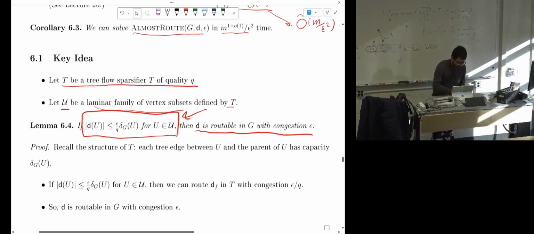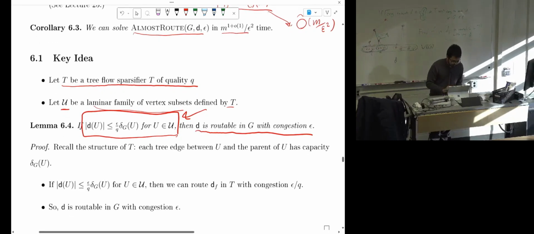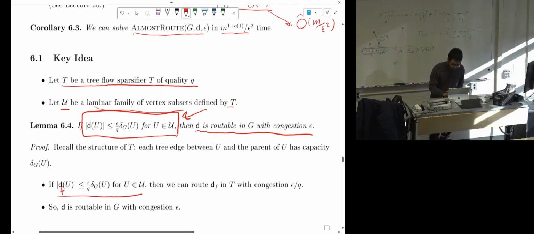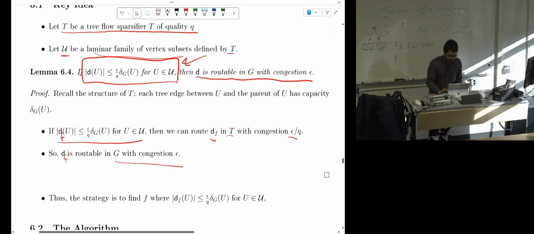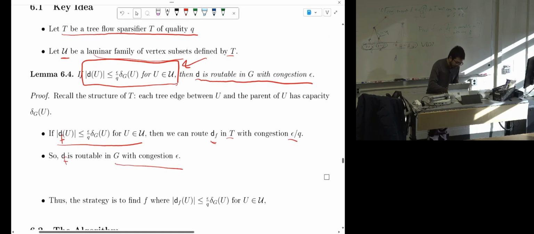So if df is small for every cut here, then df is routable in T with this congestion. So df is routable in G with this congestion. So now the goal is just to find f such that this is true.